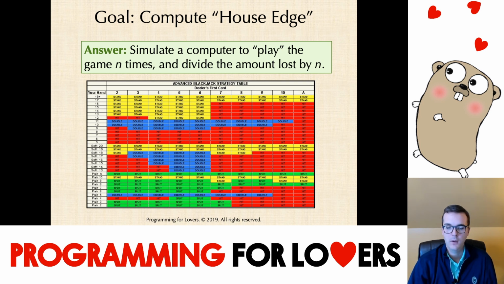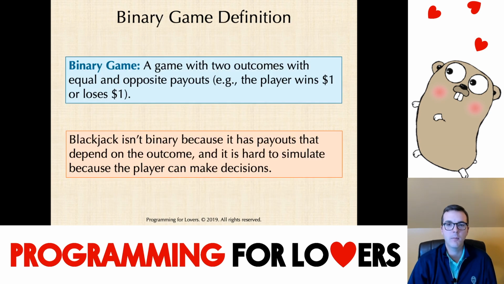So I'll look at an even simpler game, which is a type of game called a binary game, where you only have 2 outcomes of equal and opposite payouts. So, for example, the player will win $1 or lose $1 based on wagering $1. So they either wager $1 and lose it, or they wager $1 and they get back a certain amount, which in the simplest case is their $1 plus an additional $1.